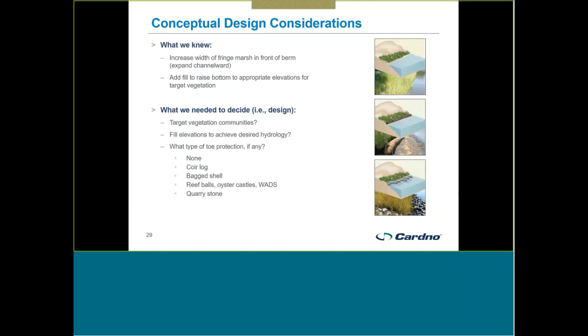And then that really led to a couple of questions, and this helped inform our design process. So what are the species that we're trying to grow there? What's going to be the plant material for our living shoreline? And we knew that based on the surrounding environment. In this case, it was salt marsh. How high do we need to fill? What elevations do we need to achieve the hydrology that will support the species that we want to plant in there? And then most importantly, I think, for this design was what kind of toe protection did we want, if any? So our choices really were nothing, coir logs, bag shells, the reef substrate, or quarry stone.